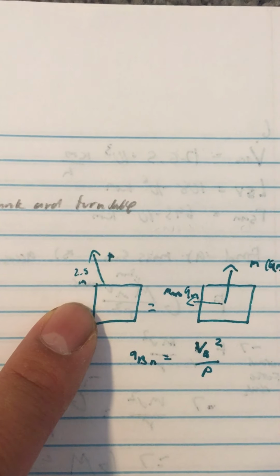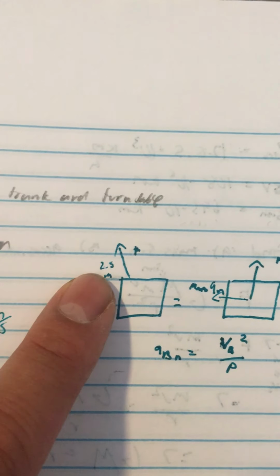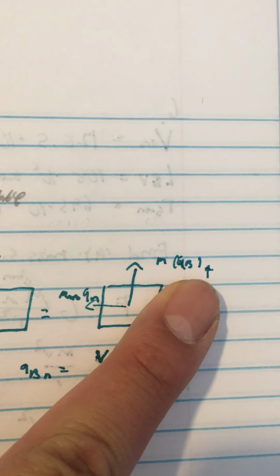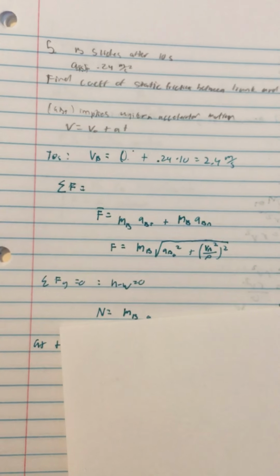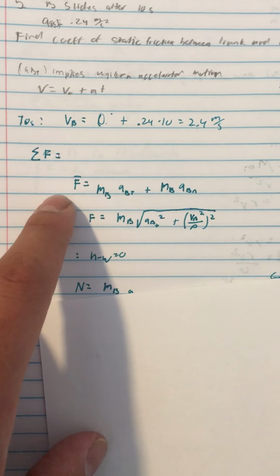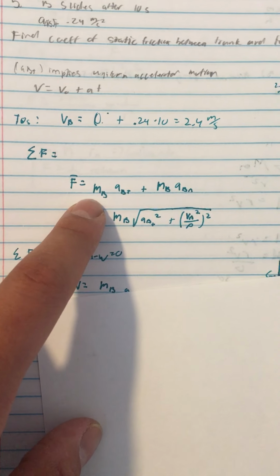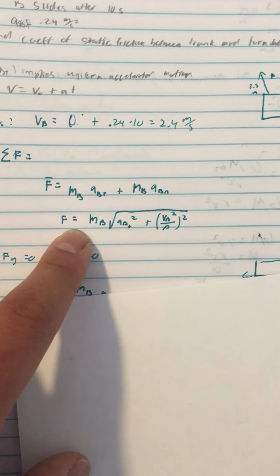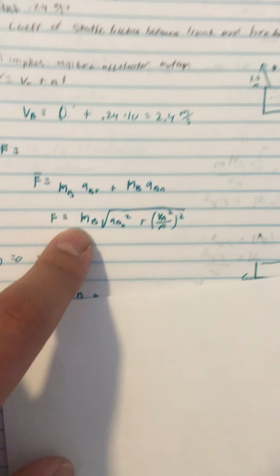Then we're going to draw our free body diagram for the trunk. Since it's spinning, it has a force inward. And then we have our M times tangential acceleration, and then the normal. So we sum the forces. We know the sum of the forces is equal to that, and we know that the magnitude of the force has to be equal to this right here.